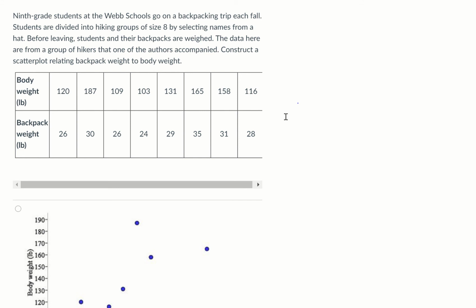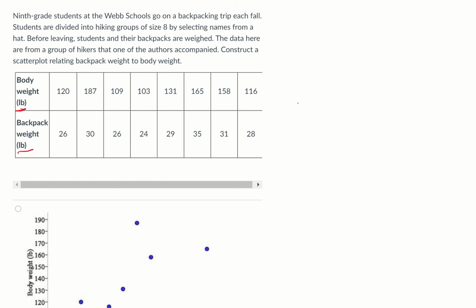So here we want to construct a scatter plot because there are two quantitative variables. These are quantitative because they involve something that is measured, and you can take the average of the numbers, and the average would make sense here. So definitely a scatter plot. However, we need to determine which one is the x-axis, which one's the y-axis, which one is explanatory, which one's response.